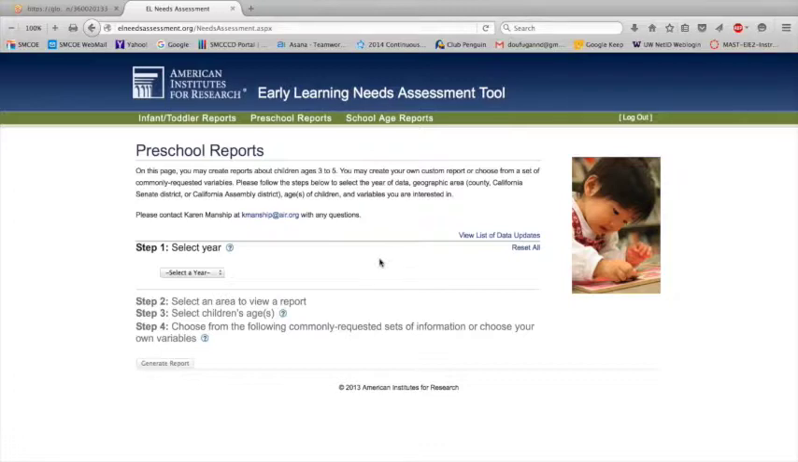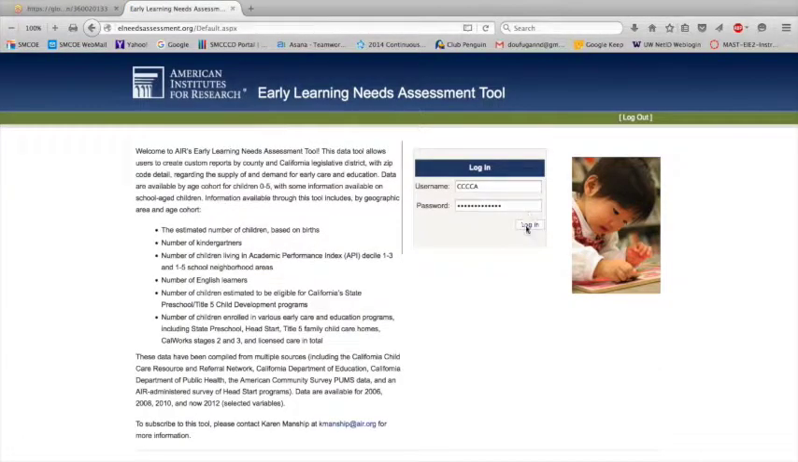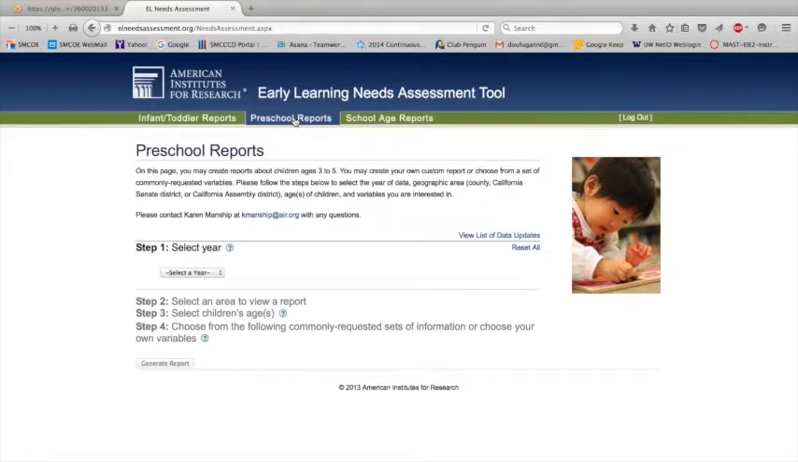So for this first one on supply, let's look at preschool. For preschool reports, this is where you would put in your password and so forth. You're going to select a year, and here you have choices. At this point the 2014 data is up.